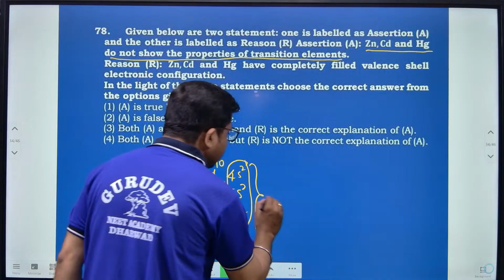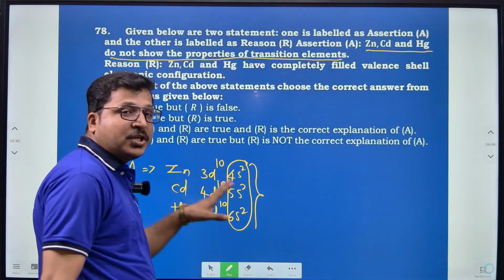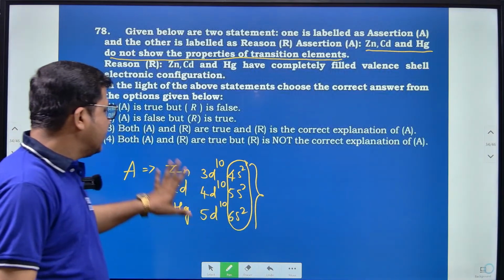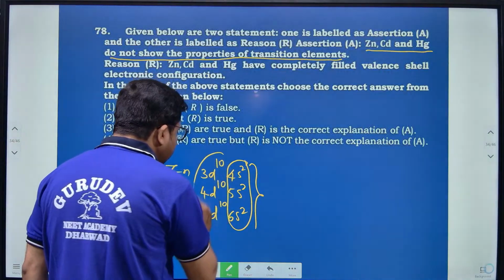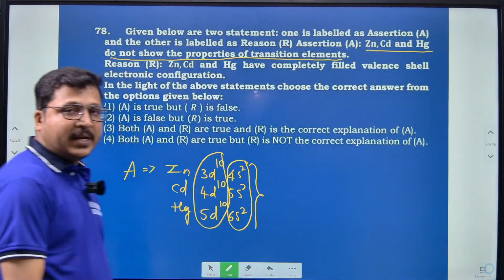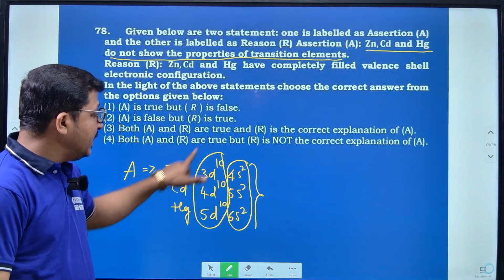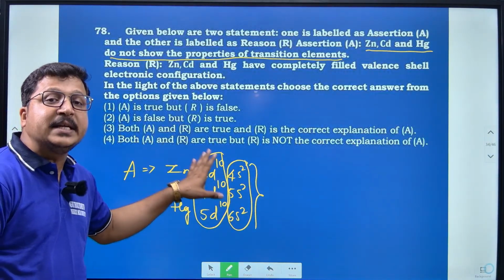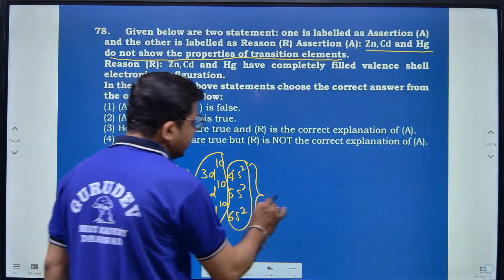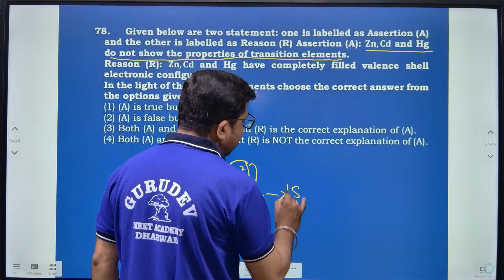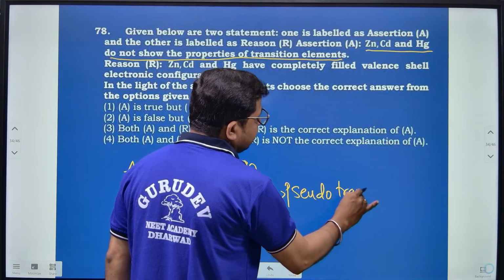do not show the transition properties, right? They do not show transition properties and they show complete d10 configuration, nothing but d10 configuration. If there is a d-d transition, then they are called d block elements. Hence, these are considered to be pseudo transitional elements.